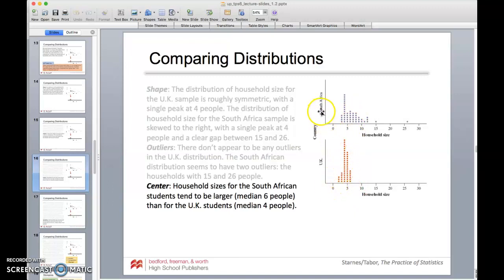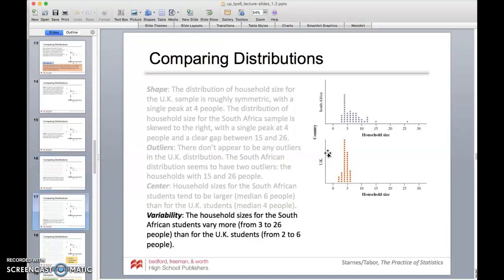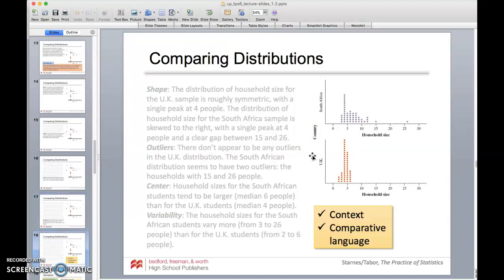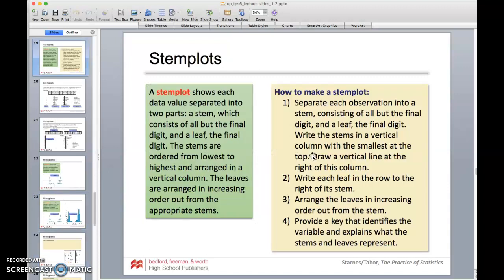Just say South Africa tended to have a higher median at 6, a little bit more than the UK students at 4. So it's not just enough to list them, but say that, okay, I recognize that South Africa has a greater median as well. Now variability, we can see here that South Africa has a lot more variability because it goes from 3 to 26, whereas the UK only goes from 2 to 6. So again, good to mention that, not just the numbers, but describing those, and again, using that context. All right, well, let's move on.